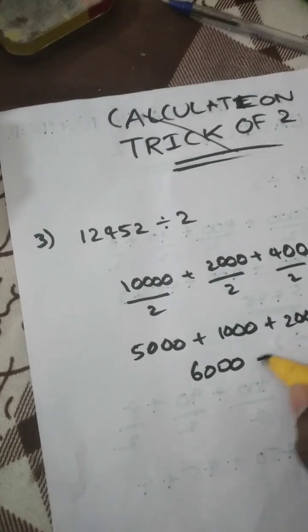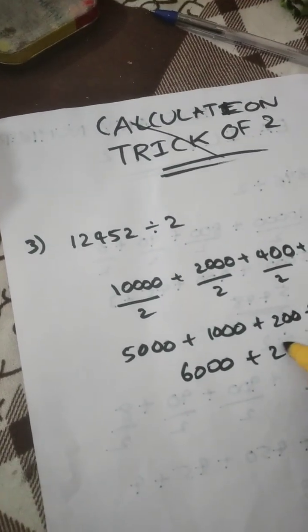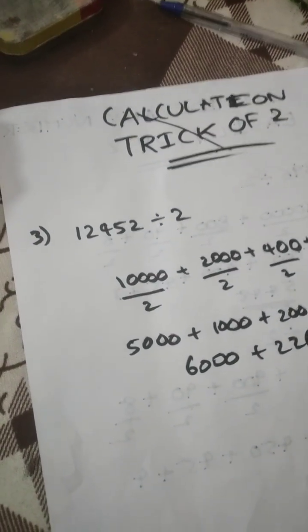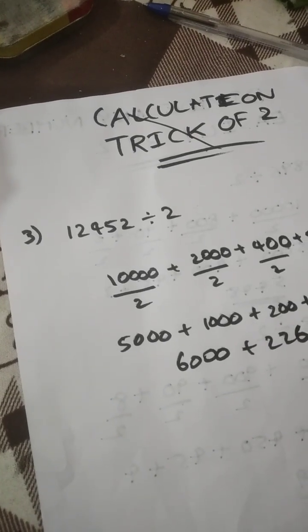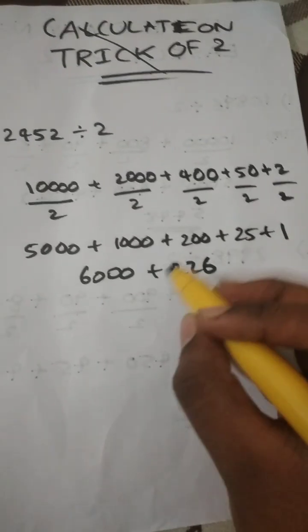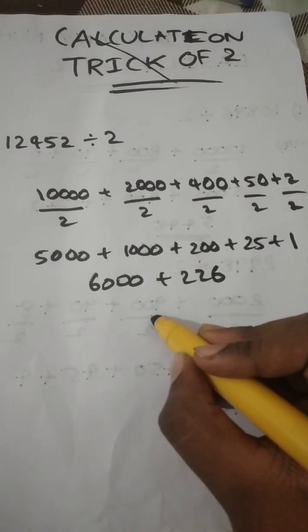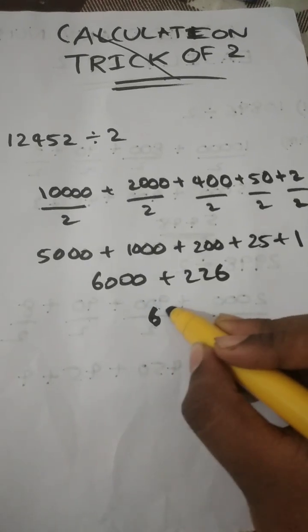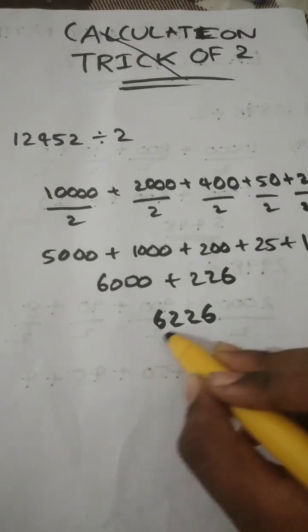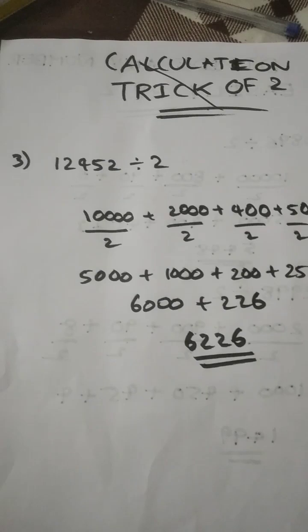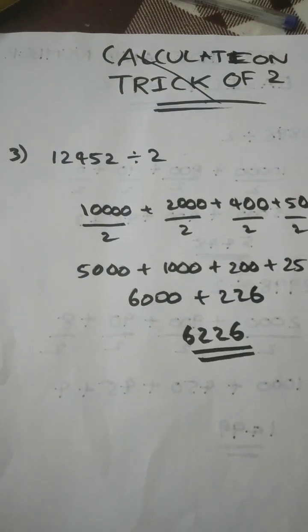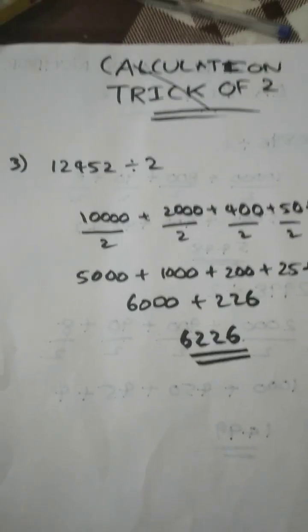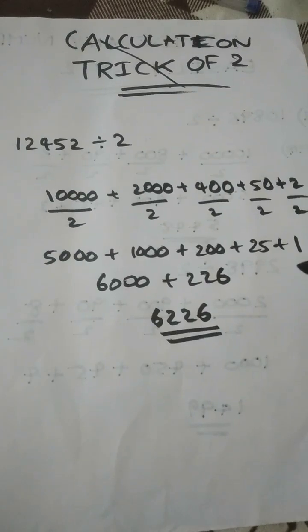6000 plus 226. 200 plus 25, 225 plus 1 would be 226. So 6000 plus 226 would be 6226. 6226 would be the answer to 12,452. It is a lot easier now.